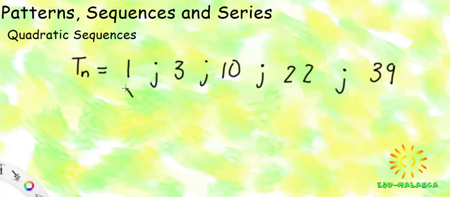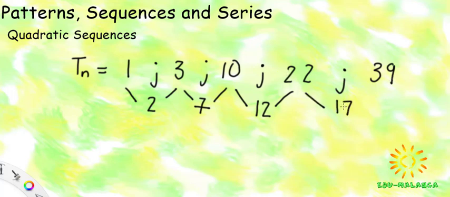We're going to do the calculation. 3 minus 1, that's equal to 2. 10 minus 3, that's equal to 7. 22 minus 10, that's equal to 12. And 39 minus 22, that's equal to 17. Okay, so that is D1, the first difference for this quadratic sequence.